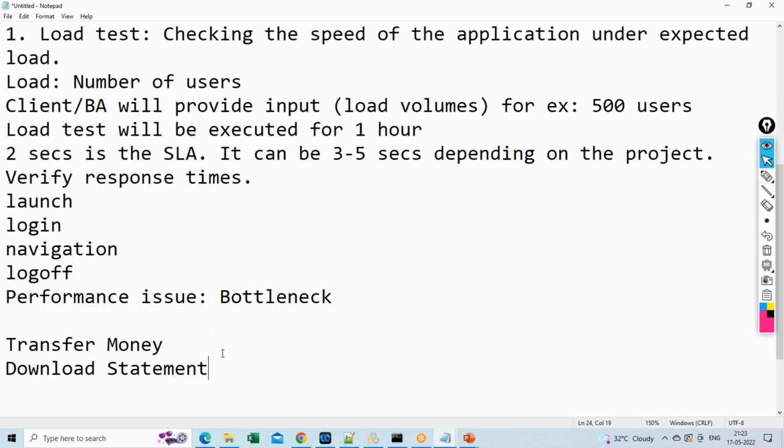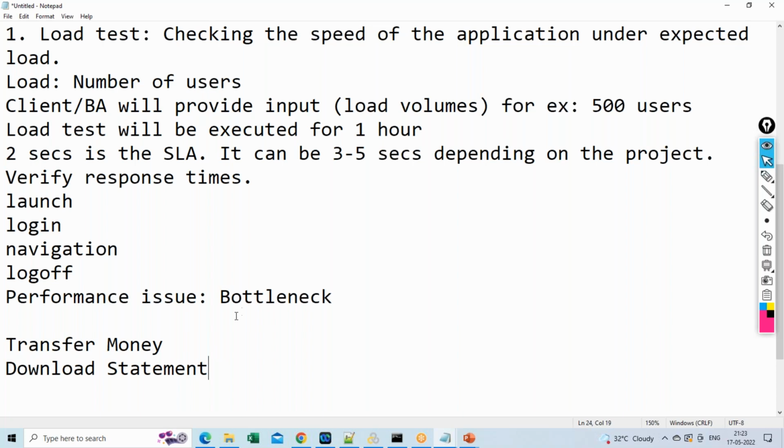Generally, as part of performance testing, we go and test only the critical business scenarios. We run the load test for these critical scenarios only, and we analyze how the application is responding when multiple users are performing these actions like transfer money, download statement, and so on.